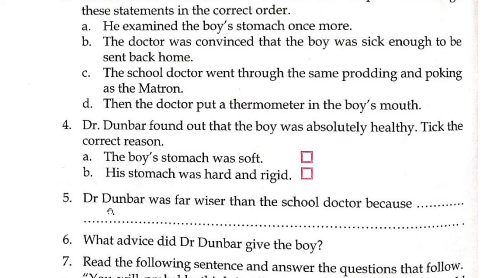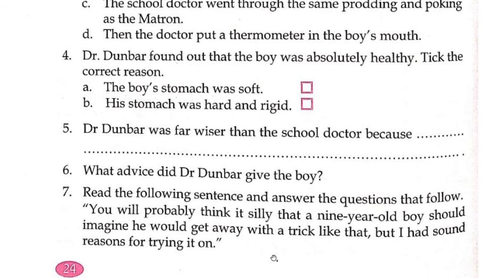Then next question, Dr. Dunbar was far wiser than the school doctor. Why? How was he far wiser than the school doctor? He was far wiser than the school doctor because he was more skilled than the school doctor. He was more skillful than the school doctor. Next question. What advice did Dr. Dunbar give the boy? What advice did he give to the boy?